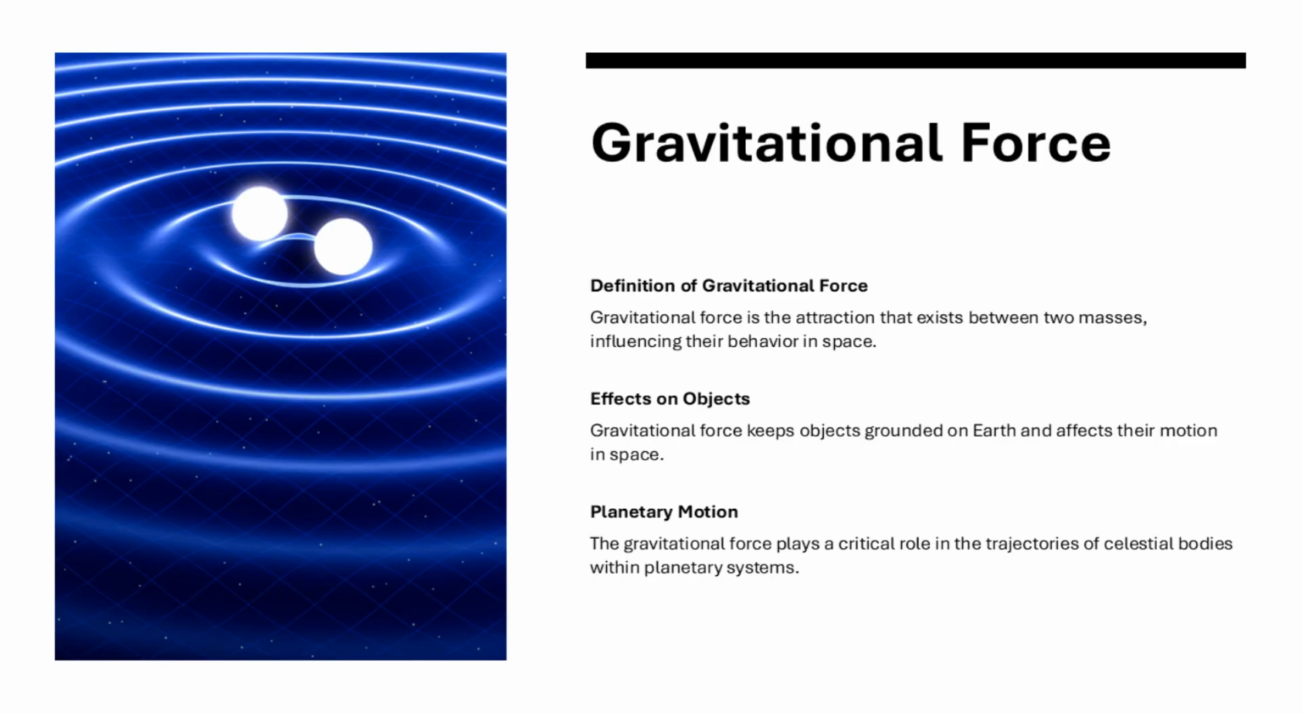This section will discuss the various types of forces that can affect motion. Gravitational force is the attraction that exists between two masses, influencing their behavior in space. Gravitational force keeps objects grounded on Earth and affects their motion in space. The gravitational force plays a critical role in the trajectories of celestial bodies within planetary systems.